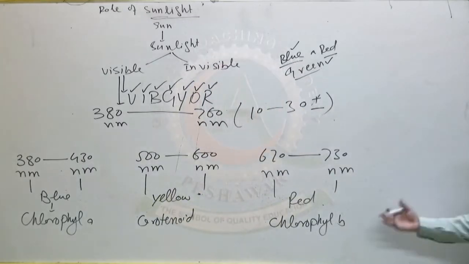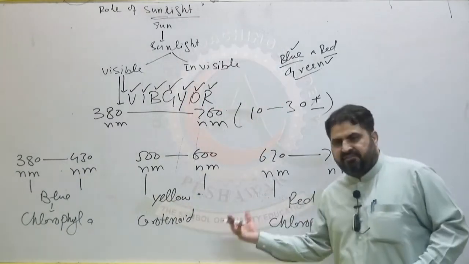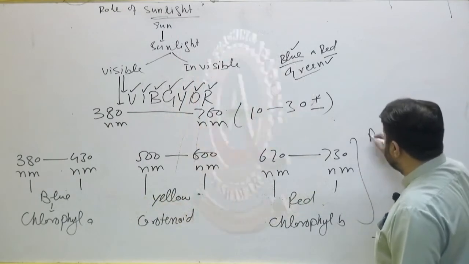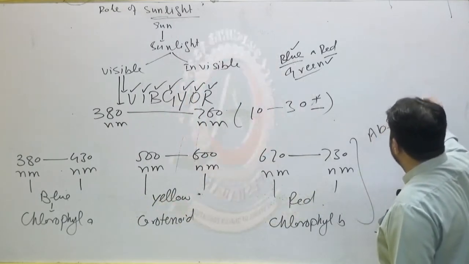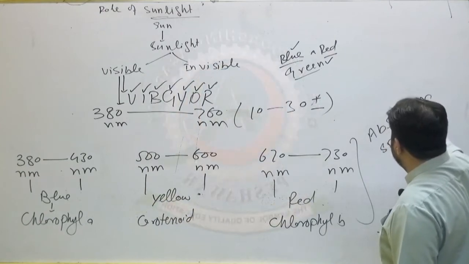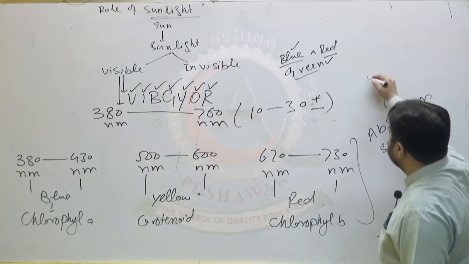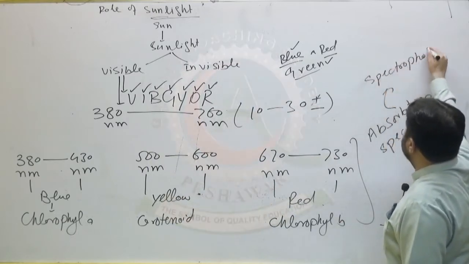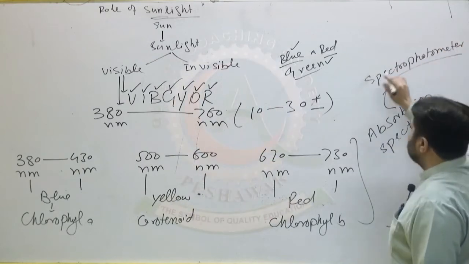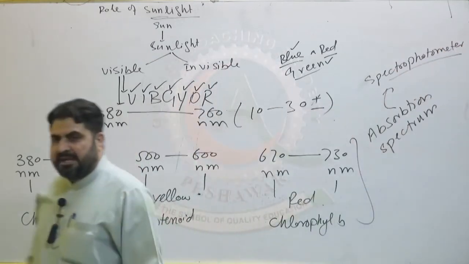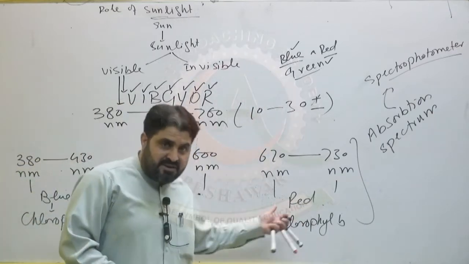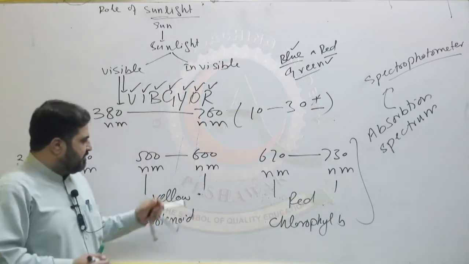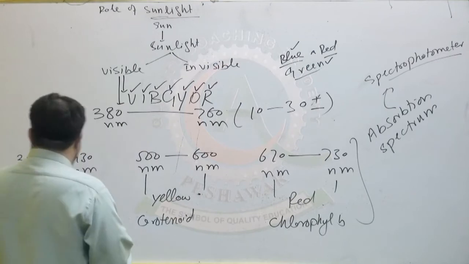So these different wavelength color lights are absorbed by different photosynthetic pigments. Now that's why we call them absorption spectrum. This absorption spectrum can be measured using a spectrophotometer. Spectrophotometer is an instrument, a device through which we can measure the different wavelengths absorbed by the different photosynthetic pigments that we have mentioned here, different wavelength color light.